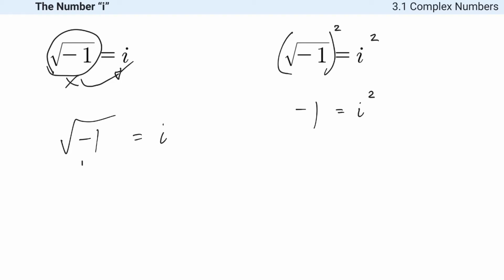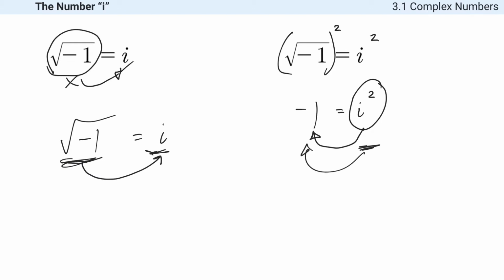So whenever you see a square root of -1, change it to an i. Whenever you see an i squared, you can change that to a -1. Okay, so we'll be doing quite a bit of that as we go through the operations. Square root of -1, call it an i. If you see an i squared ever, you can make it equal to a -1.